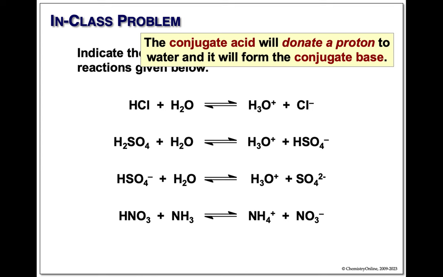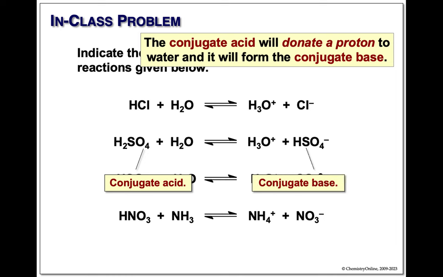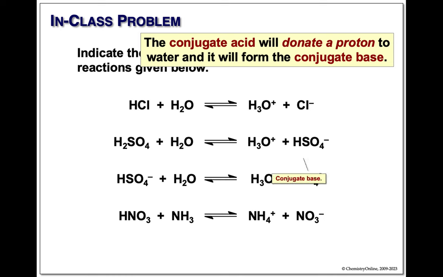For sulfuric acid, we can do it twice. Sulfuric acid donates a proton to water to give hydronium. The leftovers after the first ionization is hydrogen sulfate. That's the acid. Here's the conjugate base. Hydrogen sulfate can donate the second proton, again to water, giving hydronium, and sulfate is the leftover.